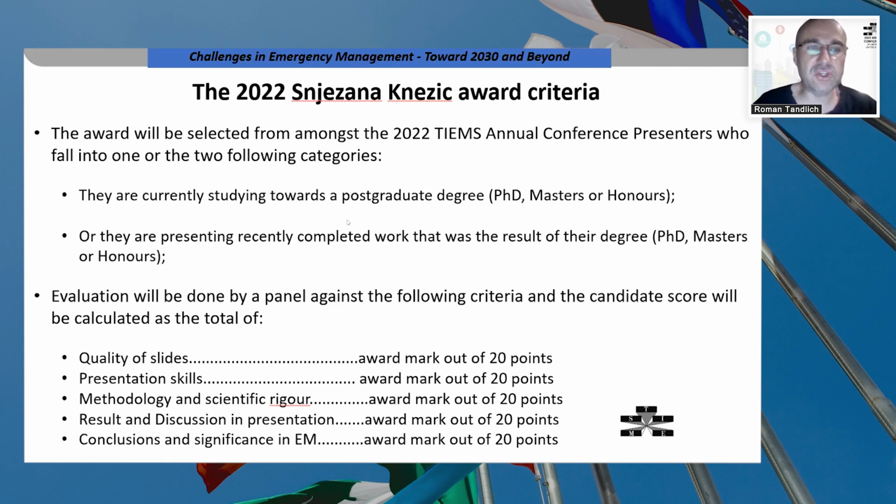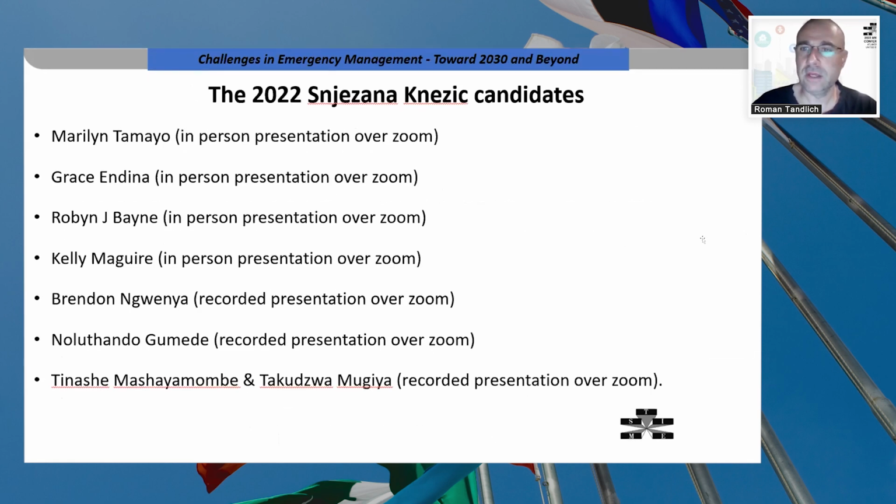So without further ado, these are the candidates that are chosen for 2022. We have chosen 2 presenters who have, I believe, recently or in the last 12 months or so completed their postgraduate degrees. These are Marilyn Tamayo and Grace and Dina, or they are currently finishing their degrees. And then we've got South African candidates, who was Robin Bain, who is currently studying. The first 2 candidates, I believe, were master's graduates or candidates. The third one is a candidate for honors degree who is currently completing her research in South Africa.